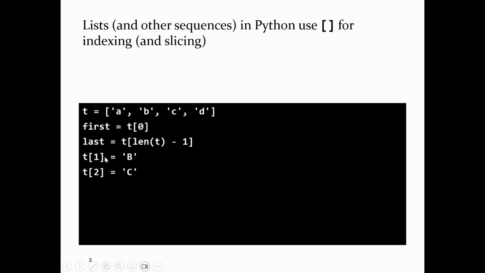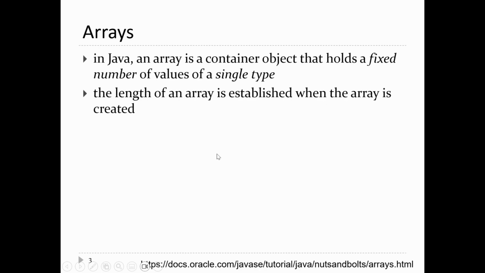If you want to assign a value to an element inside the list, you use the square brackets. T[1] gets the value uppercase B, replacing the lowercase b. T[2] gets the value uppercase C, replacing the lowercase c. Okay, so Java does have a list, but we're not going to use lists yet.